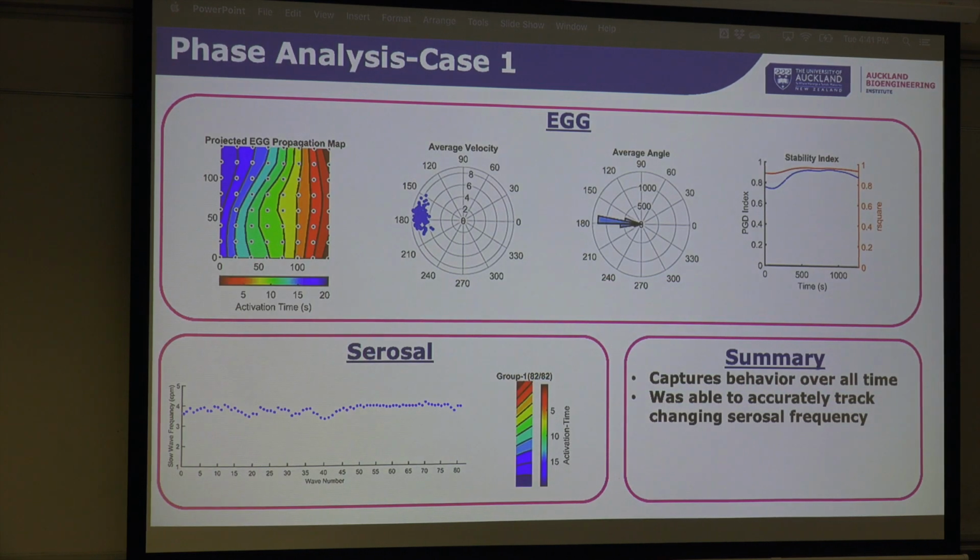And then if we actually look at the propagation map, on the EGG, we see this normal propagation coming from the right-hand side moving across the left. And if we compare that with the activation time of the serosal data, we get an identical result. So what this is really saying is, in this case, we were able to capture this serosal frequency and match it with the EGG, and also capture the directionality and assign a velocity to that wavefront. So we're able to get a lot of information using this new EGG methodology.